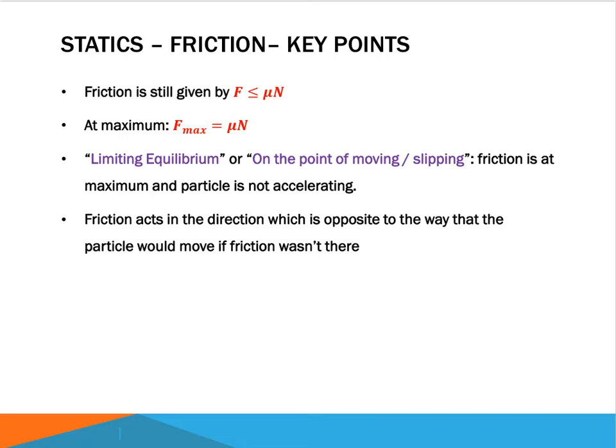The only difference with statics is that because there isn't any movement, you've got to think about which direction the particle would be going in if friction wasn't there. So for example, if you've got a particle on a slope, if nothing else was acting on it, then you'd expect the particle to fall down the slope, so friction must act up. However, if you've got a force which is trying to push the particle up the slope, then friction is likely to be acting down to stop that movement from happening.